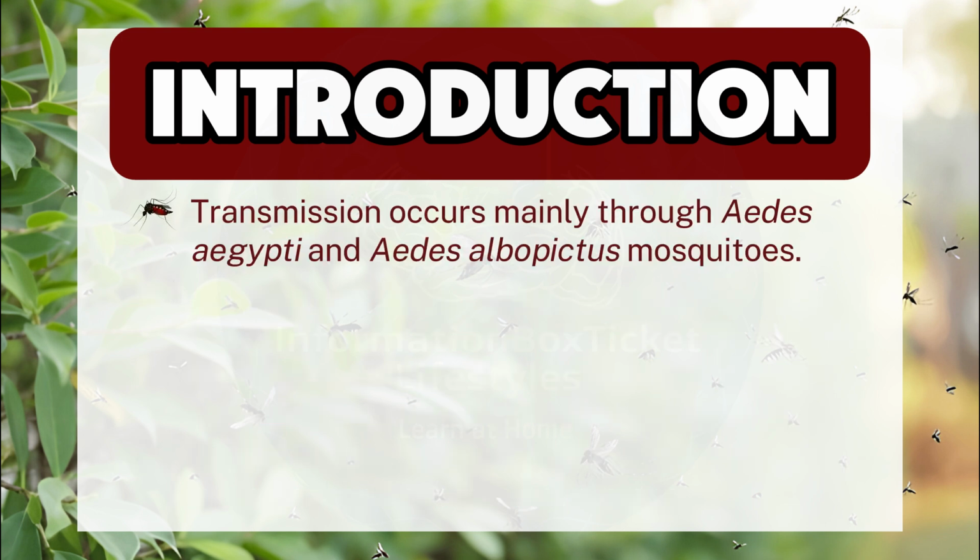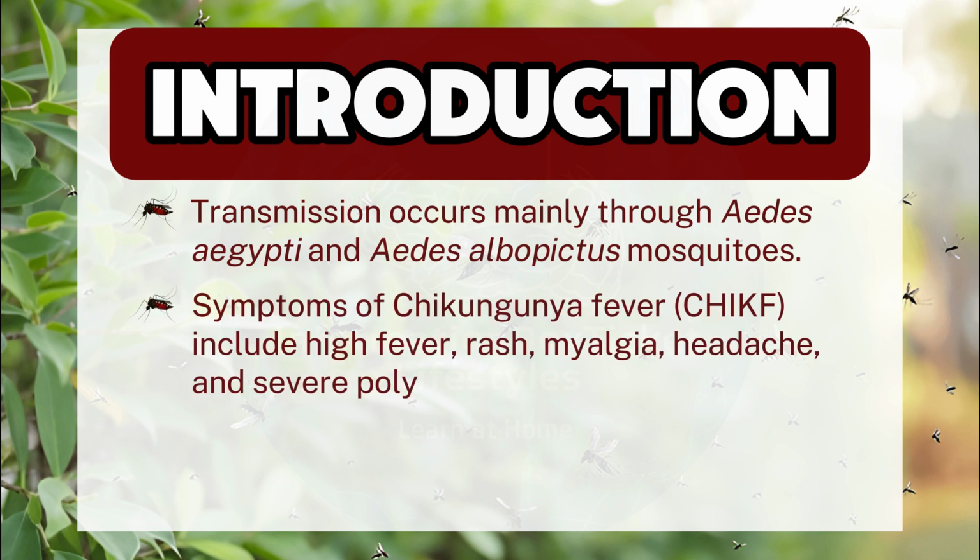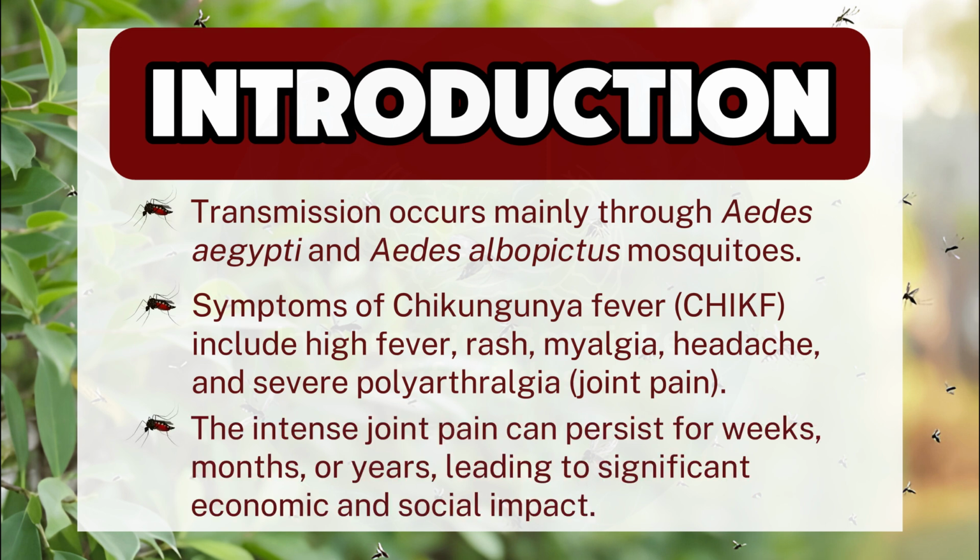Transmission occurs mainly through Aedes aegypti and Aedes albopictus mosquitoes. Symptoms of chikungunya fever include high fever, rash, myalgia, headache, and severe polyarthralgia, joint pain. The intense joint pain can persist for weeks, months, or years, leading to significant economic and social impact.